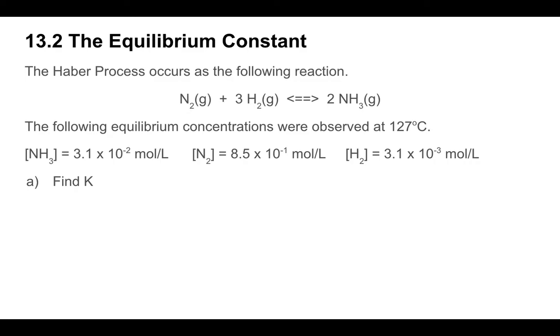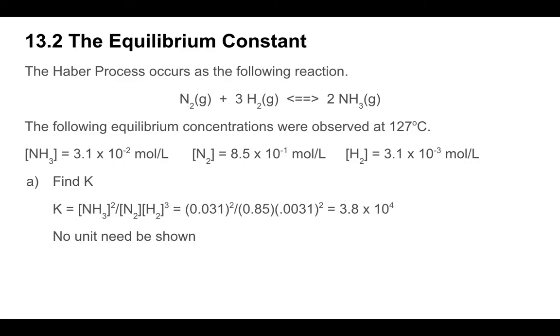Let's say that at 127 degrees Celsius, hot enough that we could start breaking some into triple bonds and some hydrogen single bonds, it was observed that the equilibrium concentrations were the following. NH3 is 3.1 times 10 minus 2 moles per liter, N2 8.5 times 10 minus 1 moles per liter, and hydrogen 3.1 times 10 minus 3 moles per liter. So our first question here is, can we find K? Our K expression is simply concentration of NH3 squared over N2 and H2 cubed. Plugging in our numbers, we get that the K is 3.8 times 10 to the 4th.